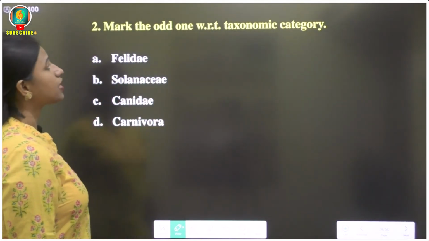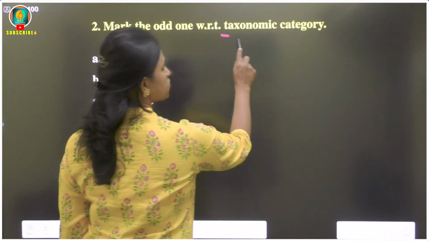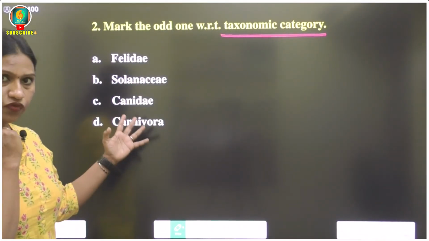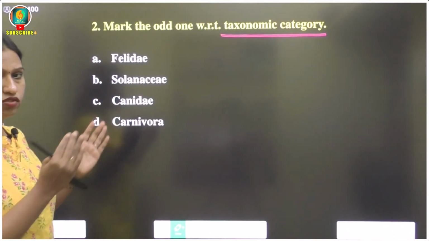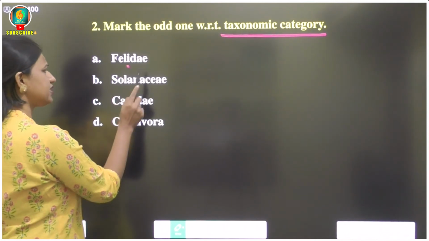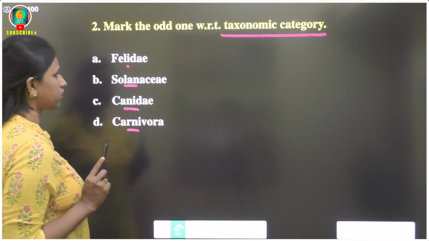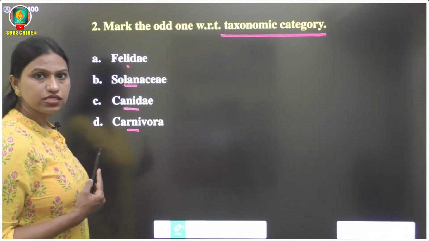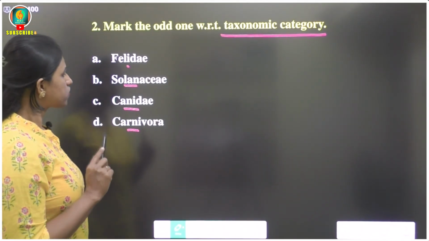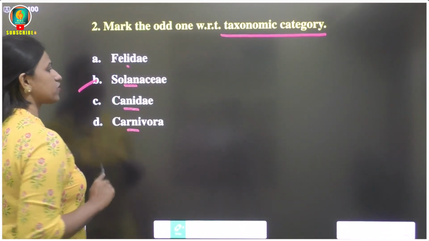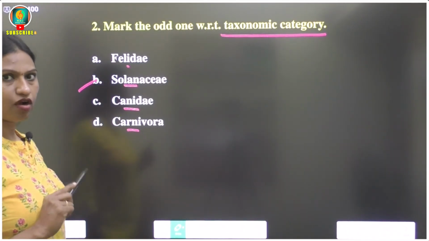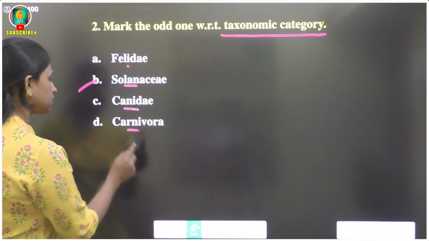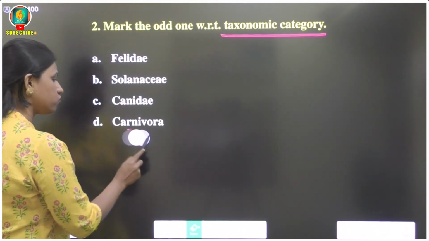Next, mark the odd one with reference to taxonomic category. Okay, so here few categories are given. So we need to identify which one does not belong to this group. Felidae, Solanaceae, Canidae, Carnivora. So few come in a plant group, few are in animal group. But why? Many students, what they do, no? Oh, they will just stick on to Solanaceae because it belongs to a family of plants. But see, how we need to identify here.